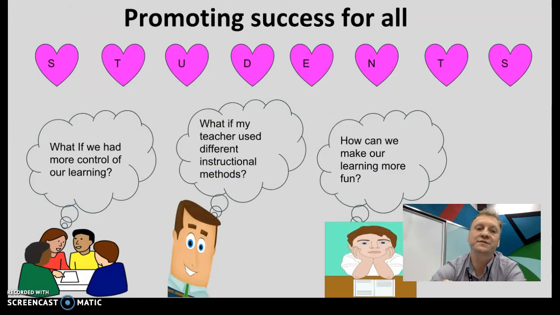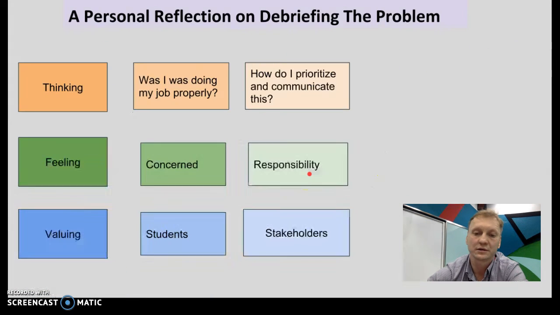So, promoting success for all students: basically to teach a student, sometimes you have to think like a student. So the questions I came up with here were, what if we had more control over learning? Making students a part of the learning process always helps. What if a teacher used different instructional methods? As a teacher, we want to use different ways to instruct students. And how can we make our learning more fun? Looking at different ways. So to promote success of students, make them part of the process, make them involved in their learning.